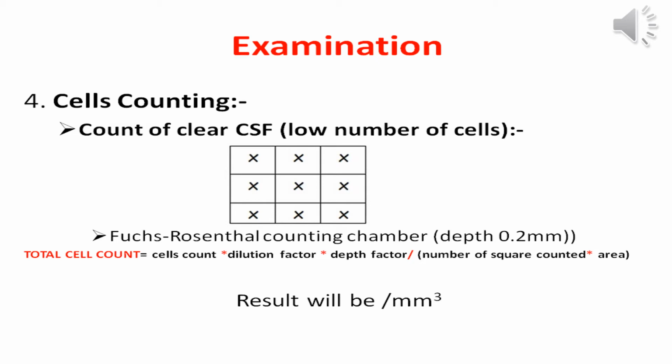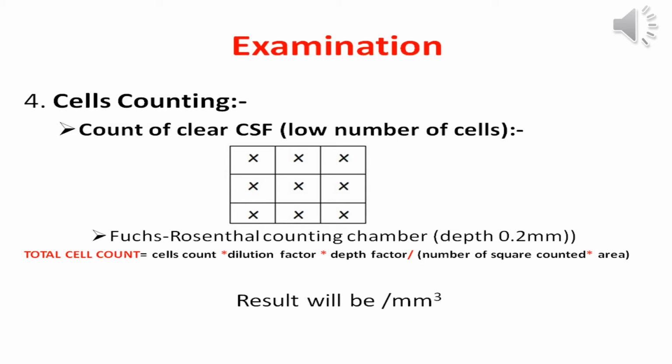In a CSF sample, we have a special chamber used to count the cells. We call it the Fuchs-Rosenthal counting chamber. The difference between this chamber and the common counting chamber is in the depth. The common counting chamber depth is 0.1 as you remember, but in this chamber the depth is 0.2.